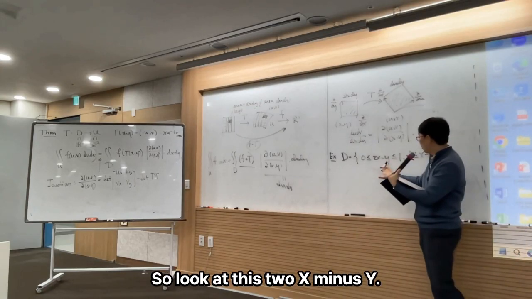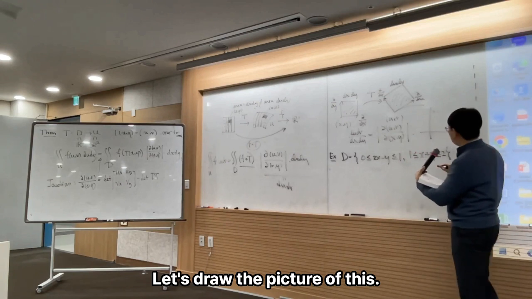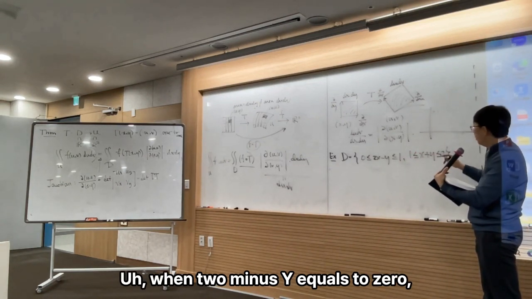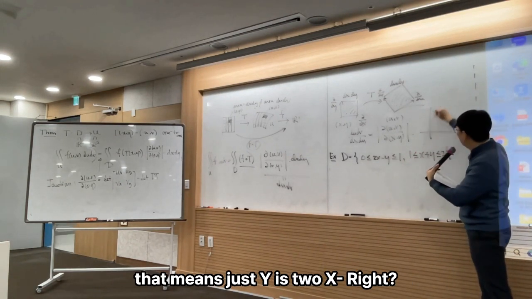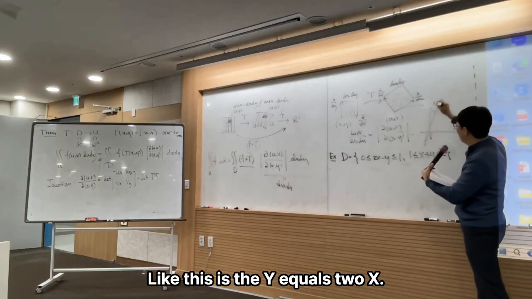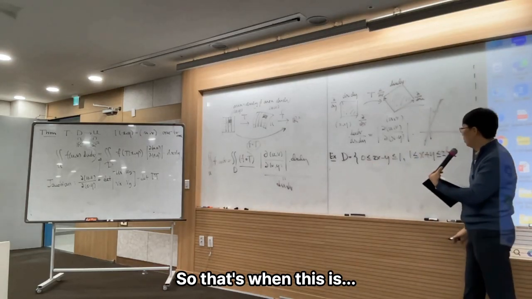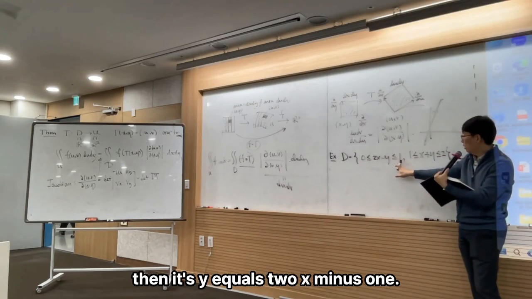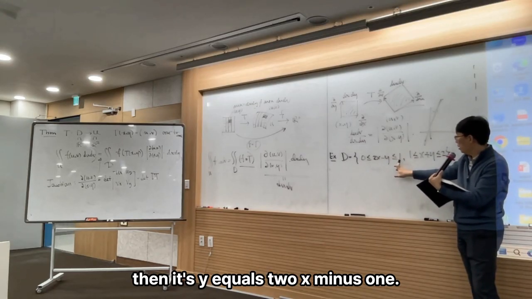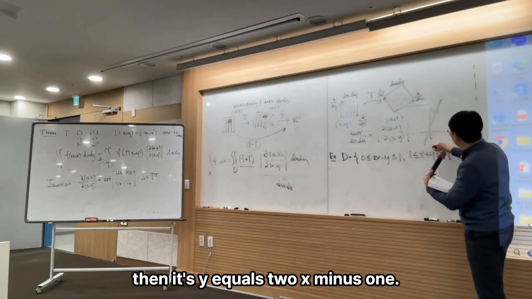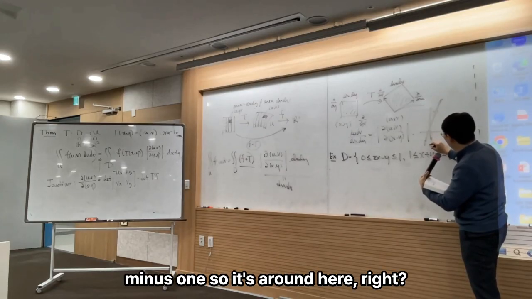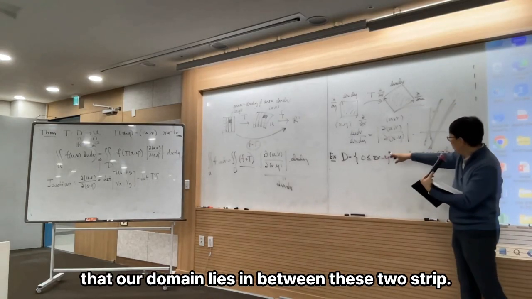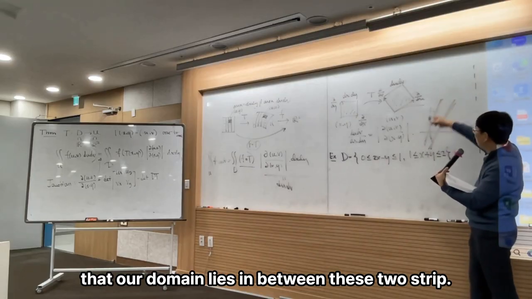So look at this 2x minus y. Let's draw the picture of this. When 2x minus y equals 0, that means y is 2x, right? This is y equals 2x. And when 2x minus y equals 1, then it's y equals 2x minus 1. So it has a y-intercept of minus 1, so it's around here, right? So this inequality means that our domain lies in between these two strips.